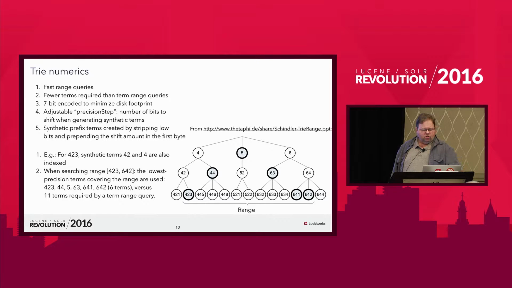So when searching for a range, you can see the bracket down there from 423 to 642. The lowest precision terms covering the range or subsets of the range are used. The highlighted numbers there are the terms that are generated when a query for that range is performed. So that's just 6 terms versus the 11 that would be required for a term range query.